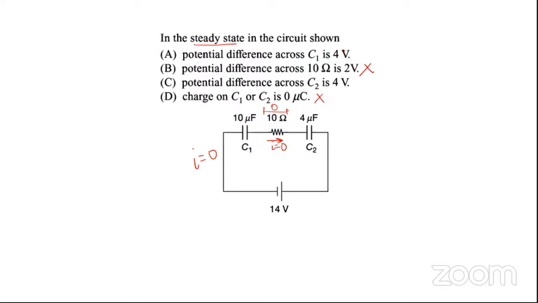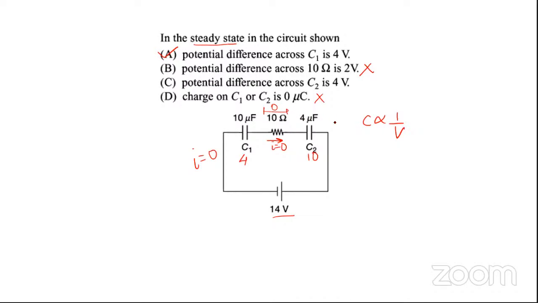Now we have to find potential differences across both of the capacitors. So there is an easy method. This 14 volts is divided between both of them, and we know that C is inversely proportional to V. So by that we can see that 10 microfarads will have 4 volts and 4 microfarads will have 10 volts. So A is the right answer.